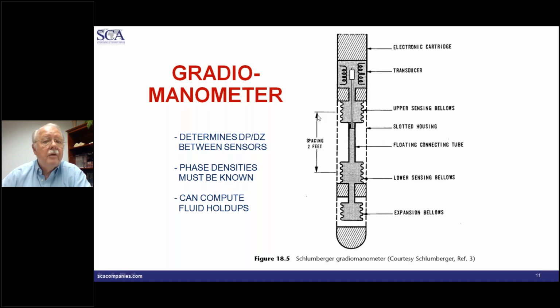A gradiometer measures a pressure differential, dP/dZ, over about a 2 foot, 70 centimeter interval. Now, that dP/dZ can basically be calibrated. In fresh water, it would read 1 gram per cc. In air, it would read 0 grams per cc. So clearly, if you were in fresh water, you would be reading dP/dZ, which would be 0.433 psi per foot for your information, but it would be calibrated to read 1 gram per cc.